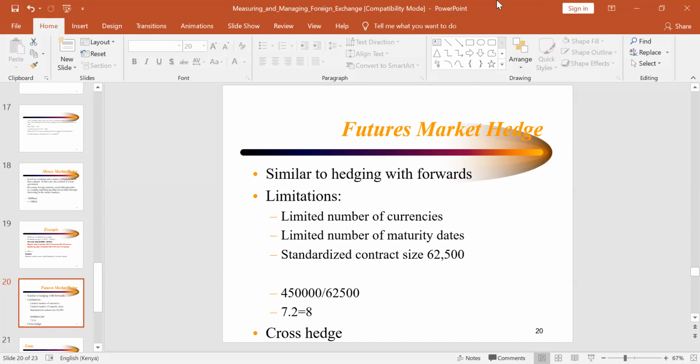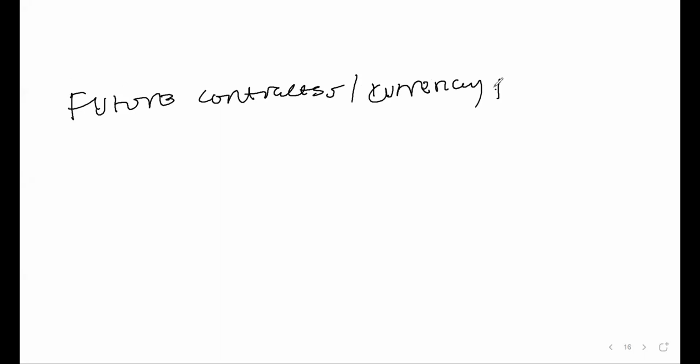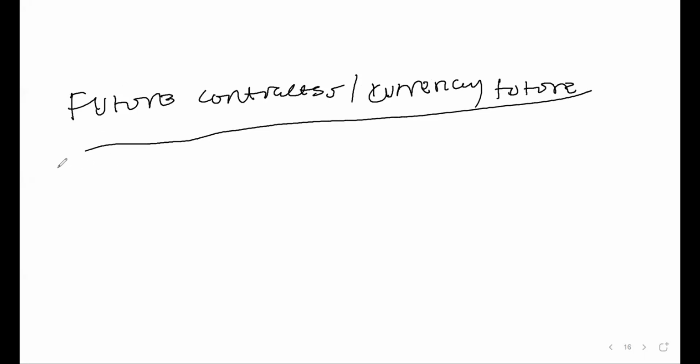Let me share the other screen where I can write. I don't know how to explain without writing. So what do we mean by future contracts? Some books will call it currency futures. When you are doing financial risk management, you'll use currency futures because it is more of derivatives. The definition is the same as forward contracts, but these trade in the stock market. They are like shares.